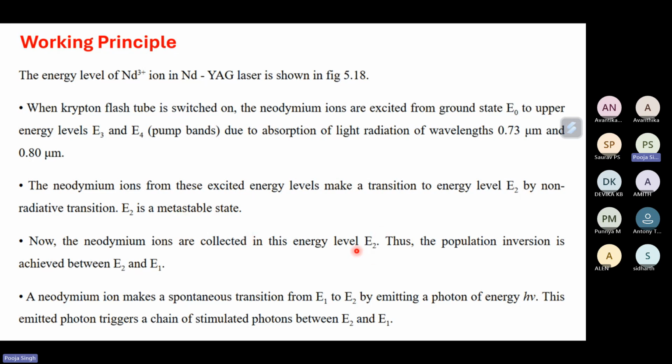And then the collection of the energy occurs at E2, and because of the population inversion, the electrons basically de-excite to the E1 state and emit the photon in the form of h nu. Okay, so this is simply how the laser principle works.